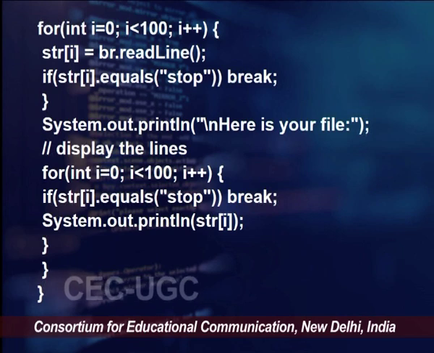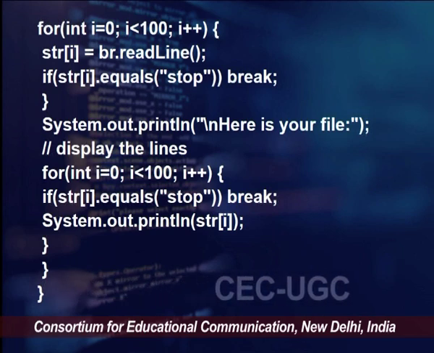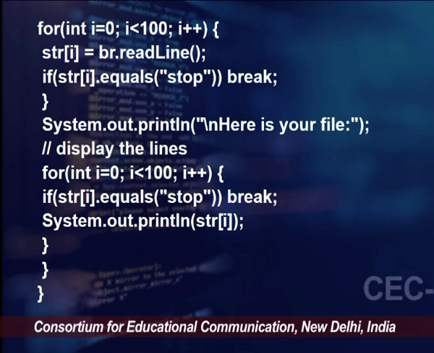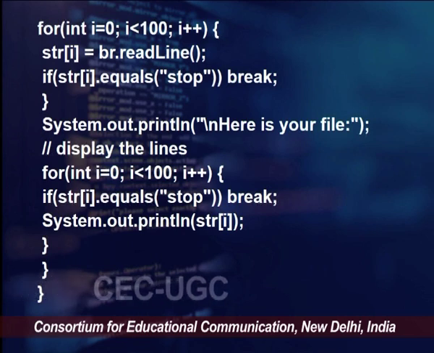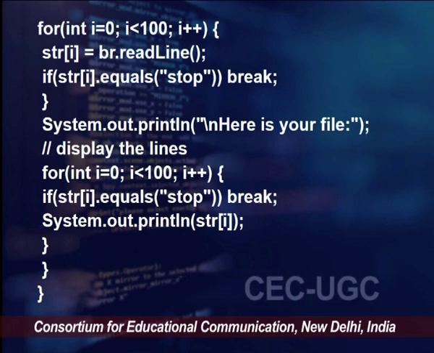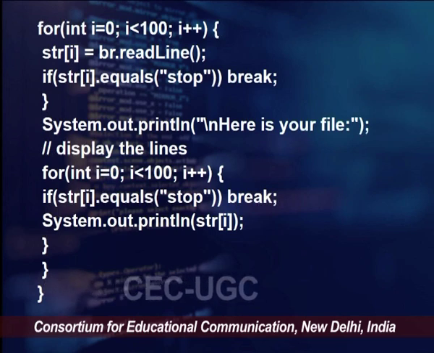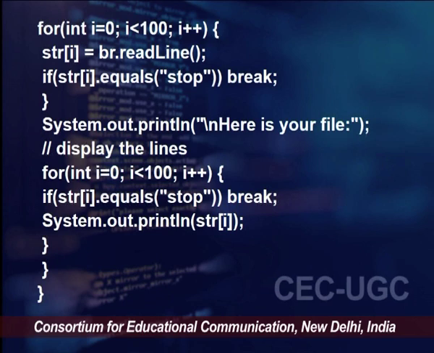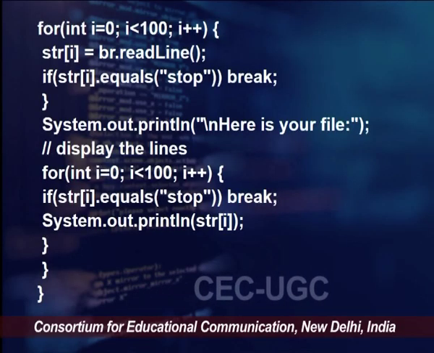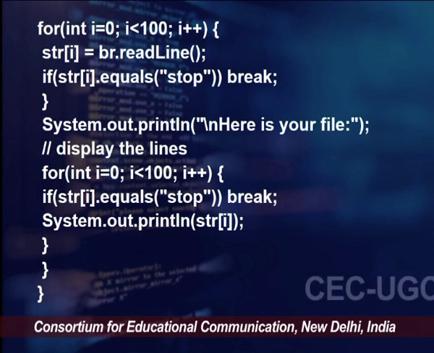This is the loop responsible for taking the input, either 100 strings or until you have typed stop. Then we need to display, or print, these lines onto the system. It is going to be very simple. That means we have 100 members of an array, and we need to print them one by one onto the screen. So a very simple loop will be there: for int i equals 0, i less than 100, i plus plus.